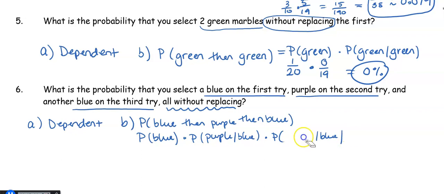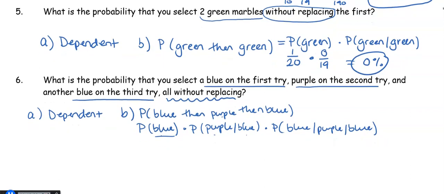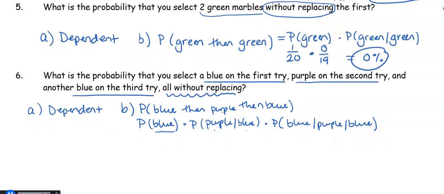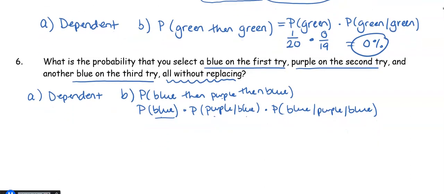Oh my goodness, look at all of that. Sorry. So first one, probability of blue, we're good. And then purple, so purple given blue, and then we want another blue. So then it's probability of blue given purple given blue. Sorry if I confused there for a second. My brain and my hand were not in sync together.